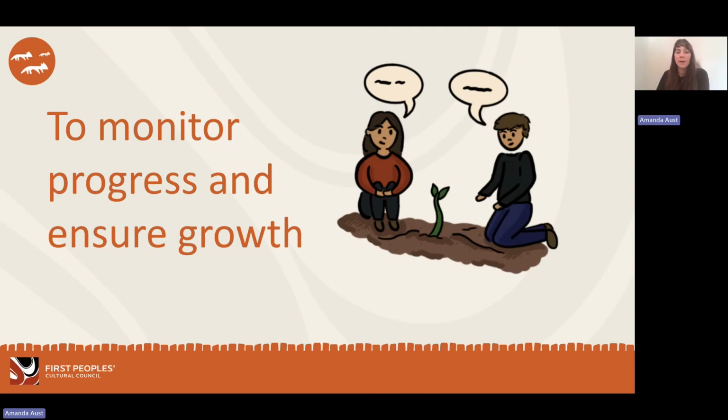A language plan helps to monitor progress and ensure growth. It monitors progress towards language revitalization goals, ensures that language projects build on each other to achieve language revitalization, and ensures growth so that there is accountability.